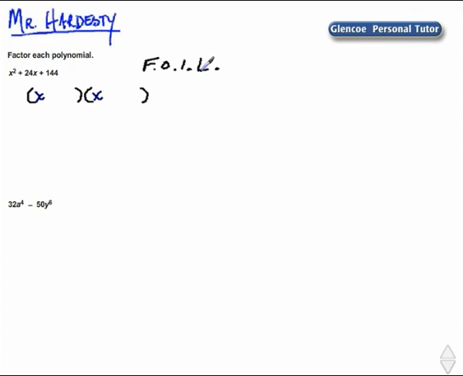At the other end, L for last times last, we recognize that 144 is a perfect square. That is, 12 times 12 is 144. Now we consider outer and inner. When we do the outer product we get 12x, and the inner product is also 12x. We know their sum is 24x, which is our middle term.